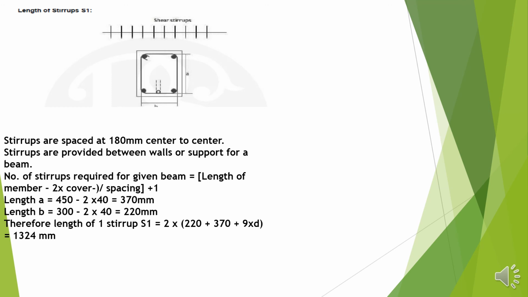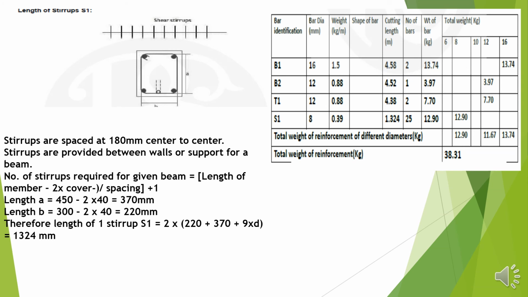Length A is equal to 450 minus 2 into 40 is 370 millimeter. Length B is equal to 300 minus 2 into 40, 220 millimeter. Therefore, length of one stirrup S1 is equal to 2 into 220 plus 370 plus 9 dia is equal to 1324 millimeter.